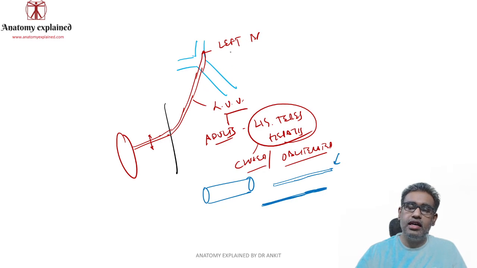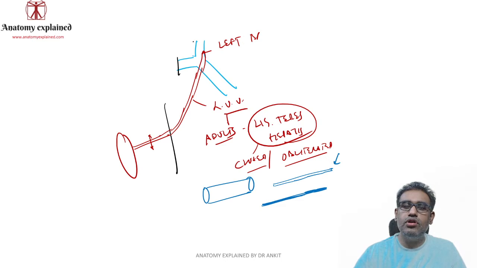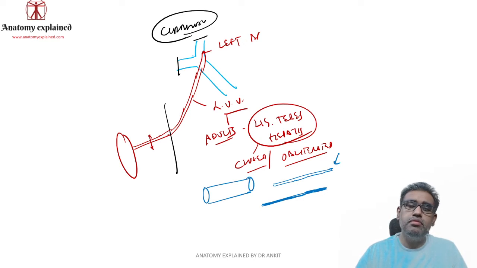So what does it mean again? It means that if there is any obstruction in this portal circulation, or cirrhosis of the liver or Budd-Chiari syndrome, then obviously the pressure rises over here, then this closed ligamentum teres will open up, and then the blood will flow in this direction.